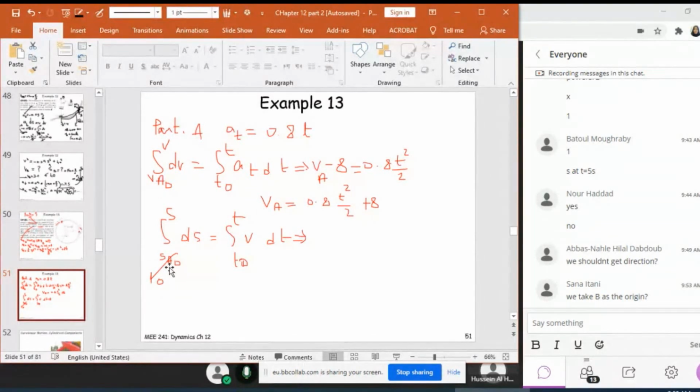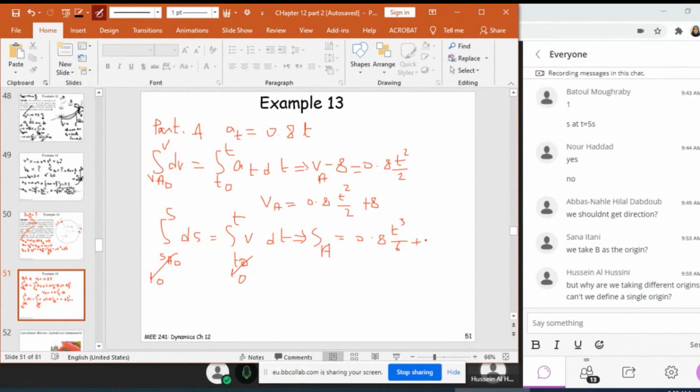It is the origin when V of this particle is equal to 8 meters per second, right? So this means, guys, that SA minus 0 is equal to the integration of V between 0 and t, which is in fact 0.8t cubed over 6 plus 8t.